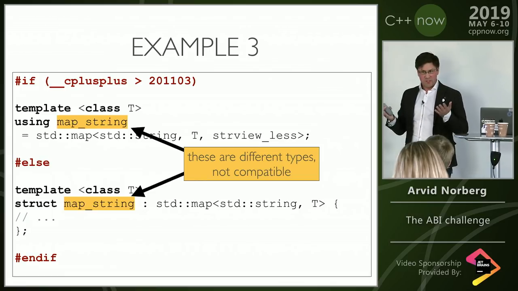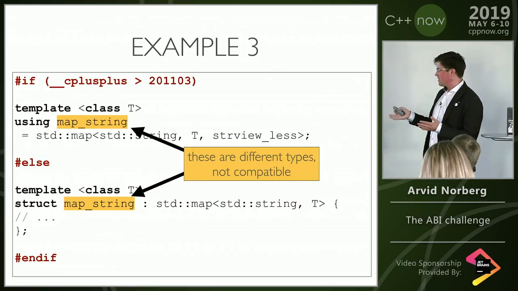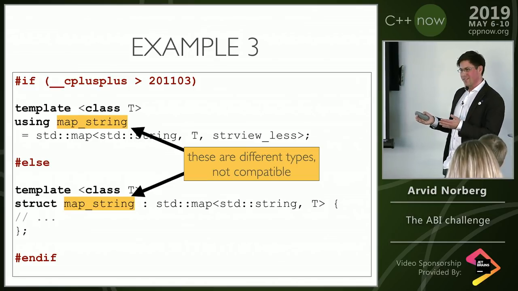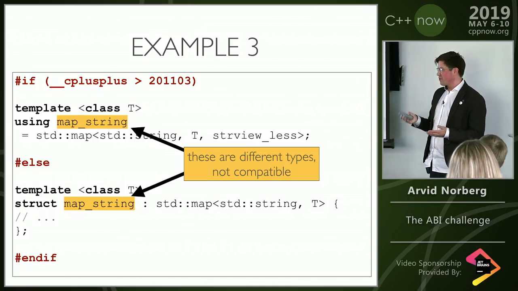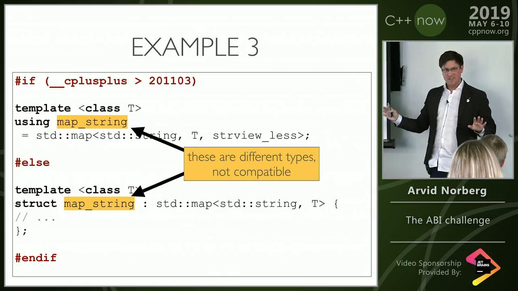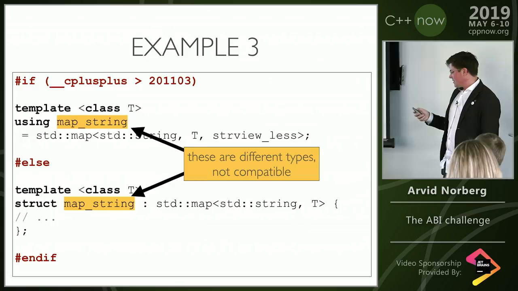So my point here is it's really easy to introduce these kinds of incompatibilities if you're not really careful. Fortunately, standard library implementers are really careful, but this goes beyond that, right? This is for any shared object that you're linking against.